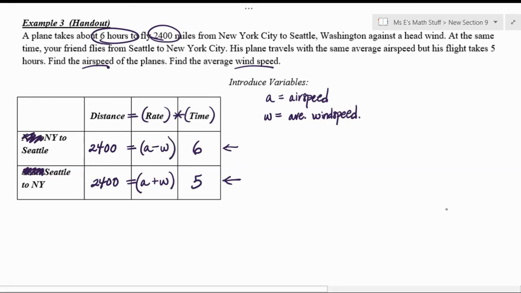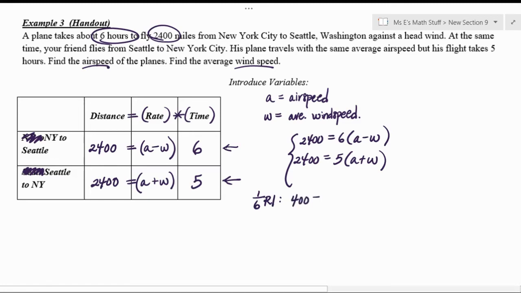So I've got my system of equations. I've got 2,400 equals 6 times (A minus W), and 2,400 equals 5 times (A plus W). And then it's up to you how you want to solve a system of equations like this. I personally like the idea of taking row 1 and multiplying it by 1/6, because 2,400 is really easy to divide by 6. That would be 400. And then the 6 would cancel out on the right side, and you just have the quantity A minus W. And then we could do 1/5 times row 2.